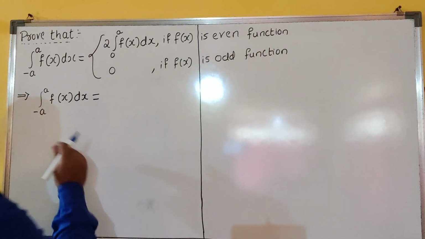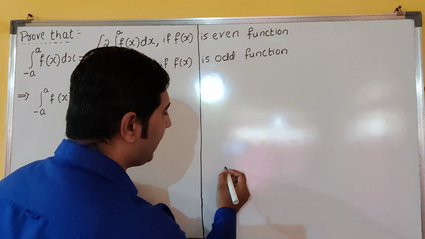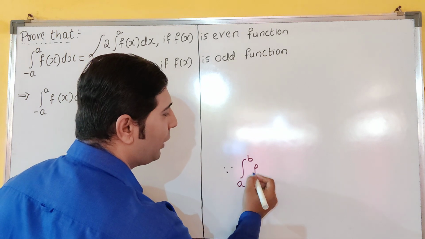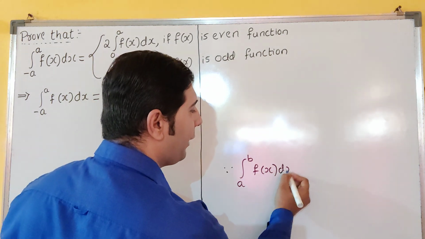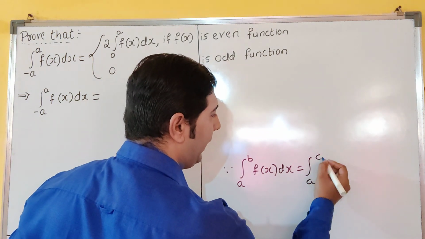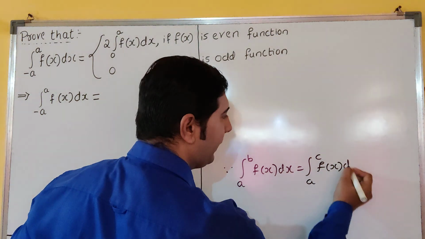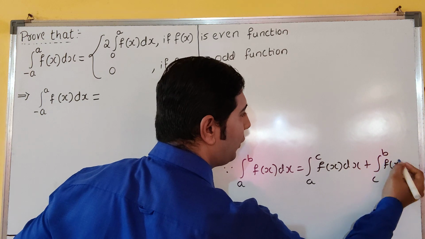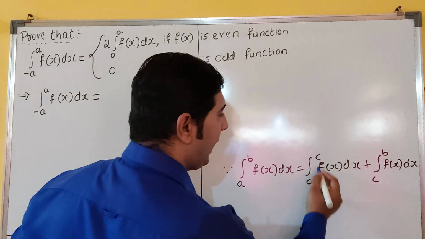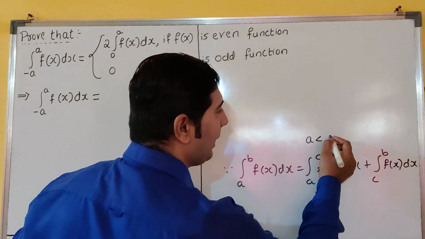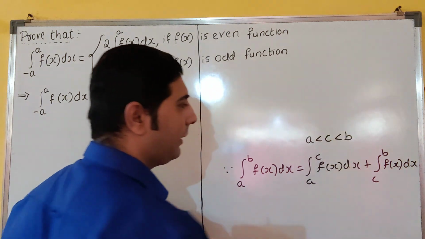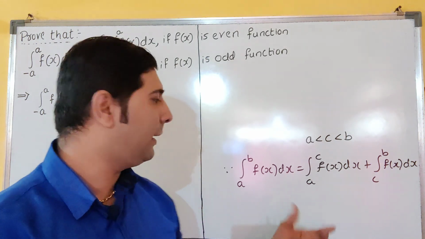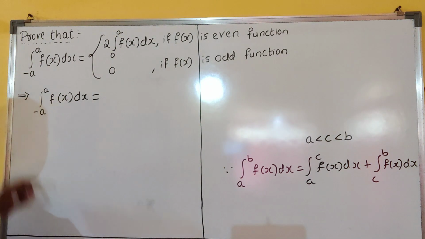So in integration, you already know what property number 3 says. The integration from a to b can be written like this, can you remember? Integral from a to c of f of x dx plus integral from c to b of f of x dx, where c is greater than a and less than b. Yes or no? This condition I had already told you in property number 3. Same thing I can write.